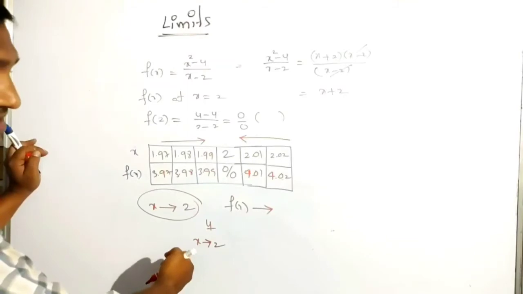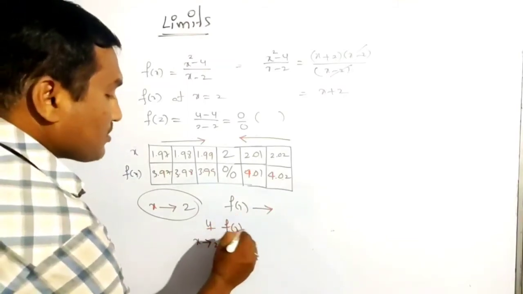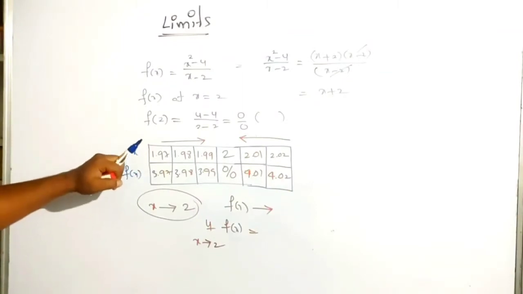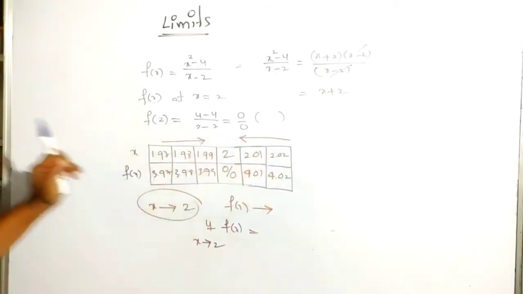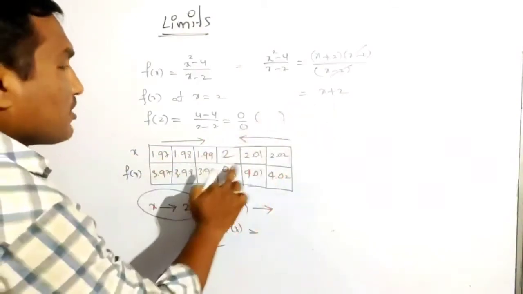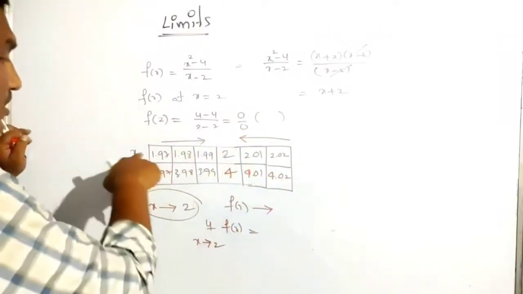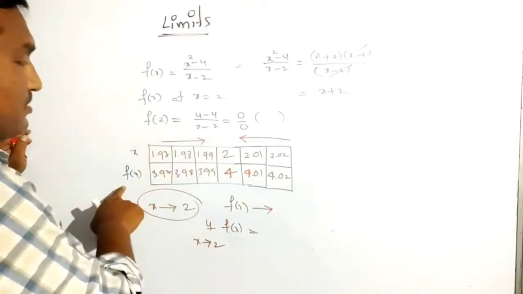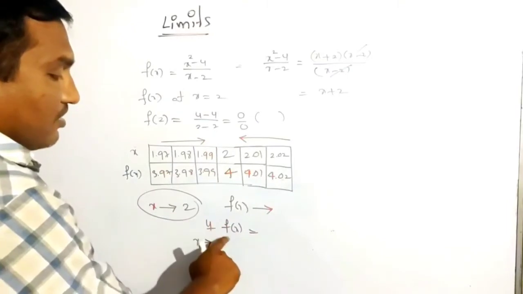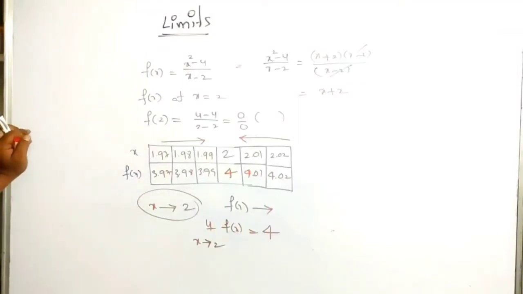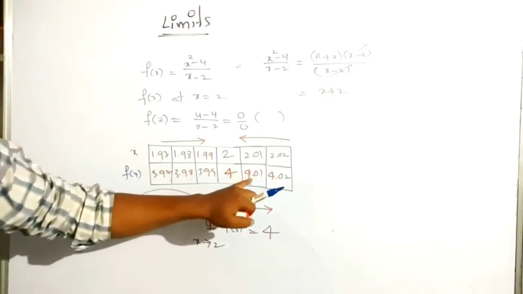So when x is tending to 2, what is the value? It becomes 4. It means when x is tending to 2, f of x is tending to 4. Therefore the limit as x tends to 2 of f of x is 4. That means when x is reaching 2 but not becoming 2, f of x becomes nearly 4, like 3.99 or 4.01.